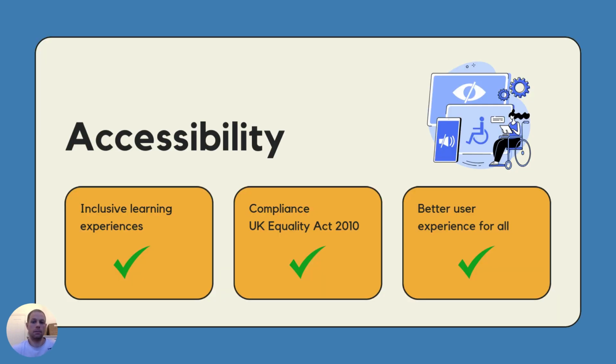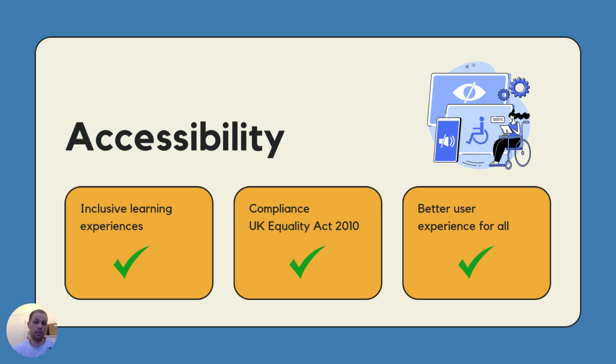So why is accessibility important for instructional designers and digital learning developers? Well, from an ethical perspective, we're looking to design inclusive learning experiences that do not exclude learners who may be neurodiverse or have physical disabilities. If we do not design content with these people in mind, we could unintentionally be preventing them from being able to access the material.